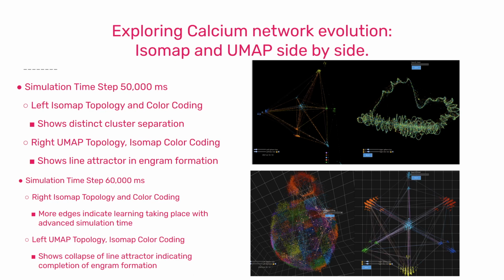shown in the ISOMAP. And by step 60,000, you see that the line attractor is starting to collapse back to its spheroid form, and there are 1, 2, 3, 4, 5, 6, 7 co-communicating clusters. So it seems that it finally found a 7th cluster in its organization, and it's starting to collapse into its steady state form.